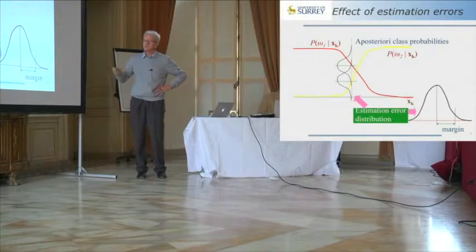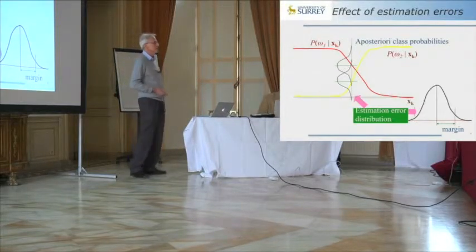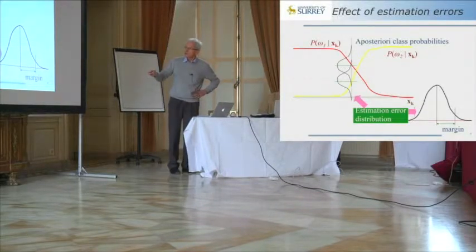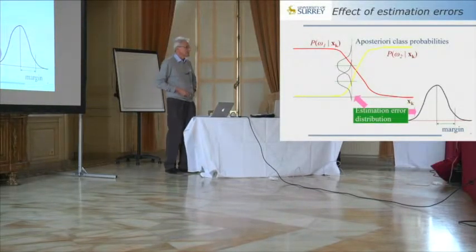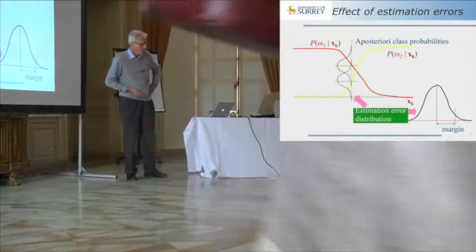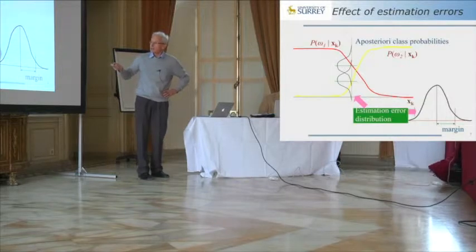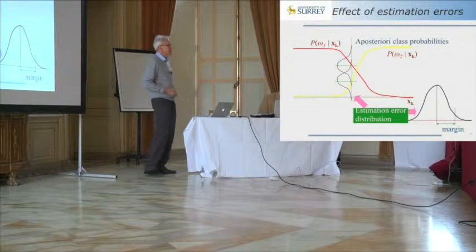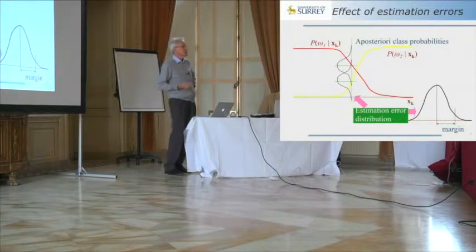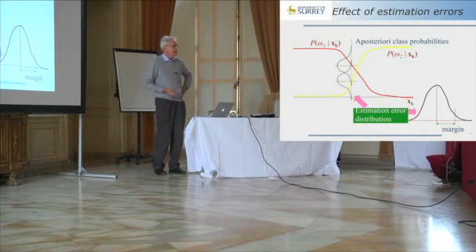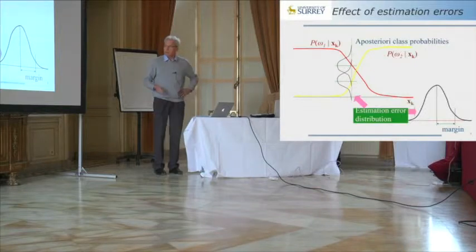So the other one will go the other way and will give me a bigger value for class two, and I will make an error. So in principle, I will be making errors when I get unfavorable errors, and the probability of making an error will be given by the area under the tail of the error distribution.